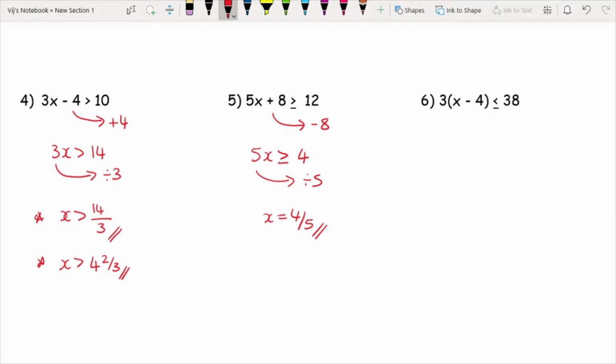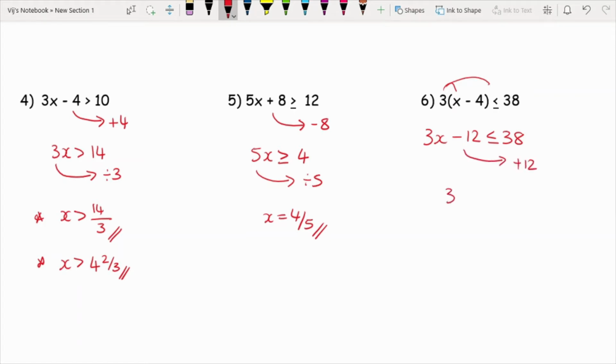Never write it as a decimal, and God forbid, do not write it as a rounded decimal either. So for question 6, again what I need to do here is expand the brackets first. So 3 times x is 3x, 3 times minus 4 is minus 12, and as you can see, by doing one simple thing, it turns out very similar to what I've done in questions 4 and 5. So the next thing I need to do is add 12.